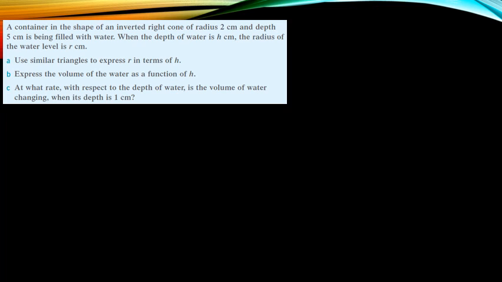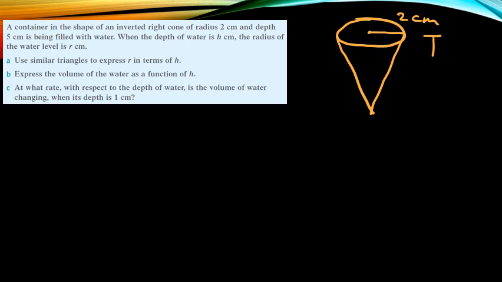Now, a container in the shape of an inverted right cone of radius 2 centimeters and depth 5 centimeters is being filled with water. When the depth of water is h centimeters, the radius of the water level is r. So if you read the first bit, you need to use similar triangles. Now, always draw a diagram if you need it. There's an inverted cone. What's our radius on the top? What's our height? Good.